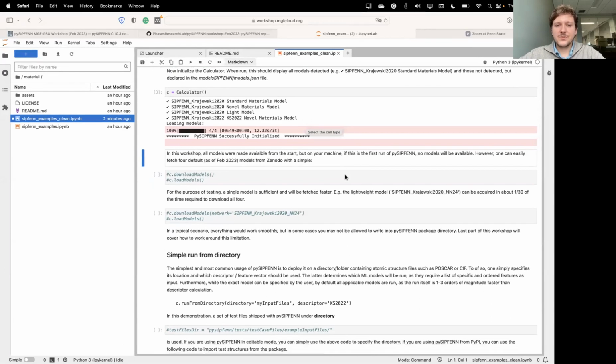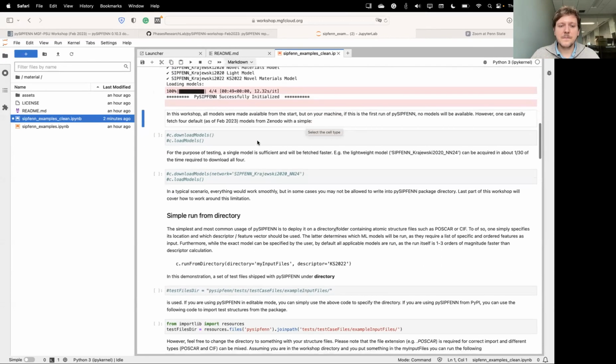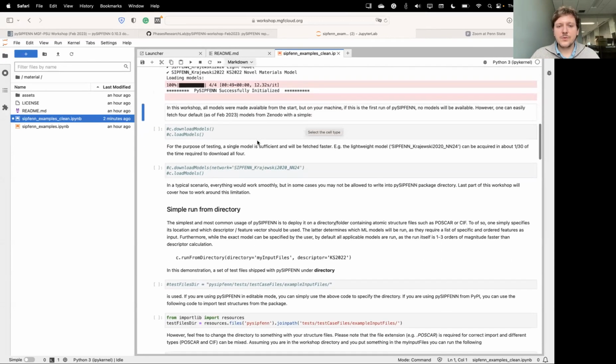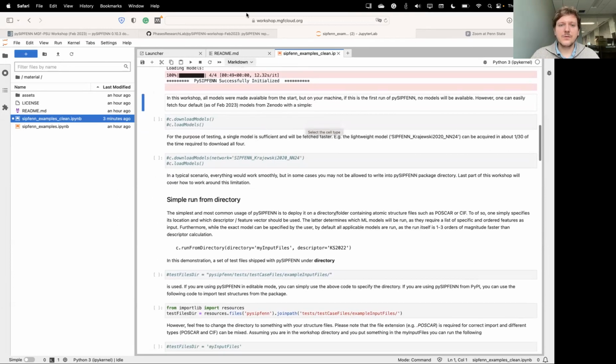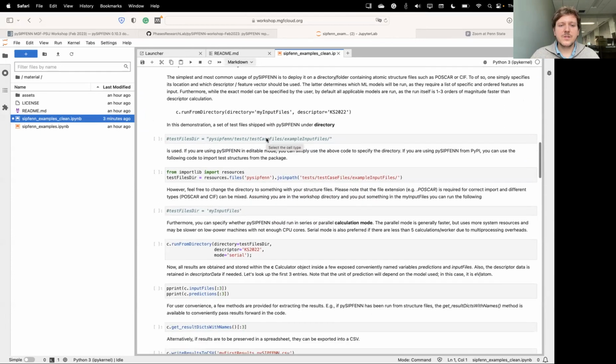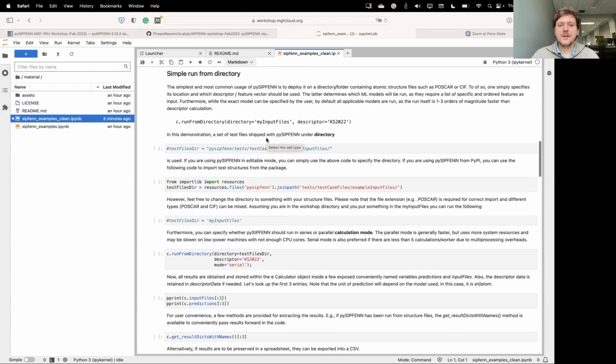Okay, so I'm assuming that everyone has PySIPFENN initialized, and you know what you would need to do if you were running it on your own. So let's move to the simple run from a directory. Again, this is what you would want to do if you wanted to create a surrogate, very simple to use for DFT. And I believe that this is one of the most common applications that people would like to run PySIPFENN with.